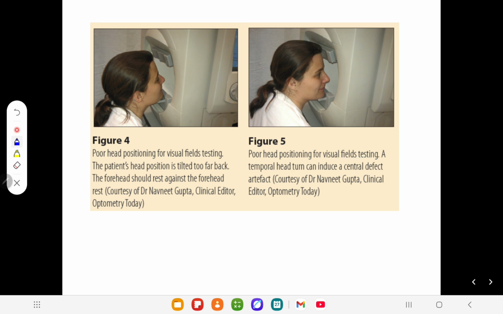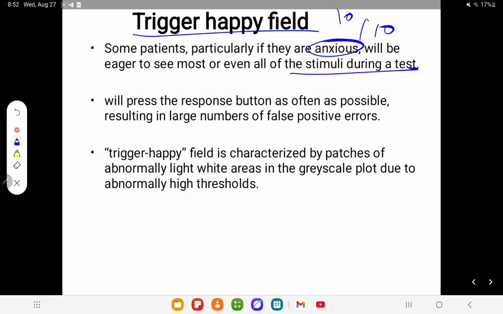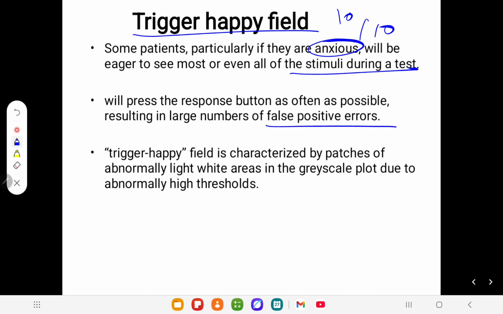It's very important. Trigger happy patients. Sometimes you see this type of patient. Some patients, particularly if they are anxious, will be eager to see most or even all the stimuli during the test, because many patients always want 10 out of 10, isn't it? So they are happy, and will press the response button as often as possible, resulting in a large number of false positives. So trigger happy means a large number of false positives. A trigger happy field is characterized by patches of abnormally light areas. There are also patches of abnormally dark areas, but the abnormally light areas of the gray scale plot are due to abnormally high threshold.